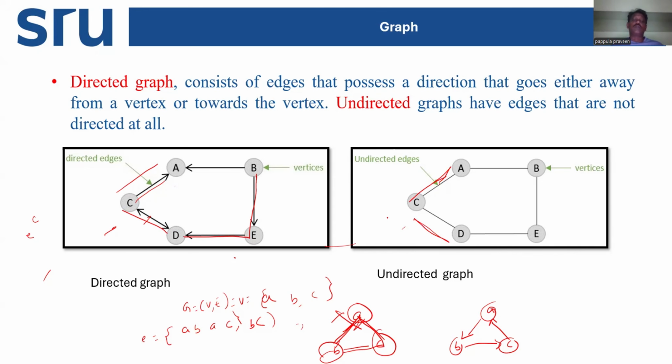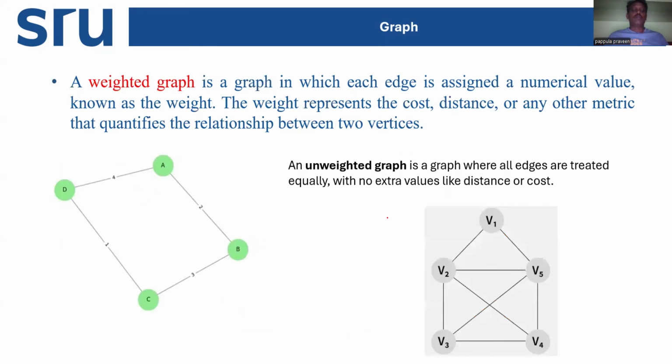This is the difference between a directed graph and an undirected graph. In a directed graph, you remember, we have directions from one vertex to another vertex. And in an undirected graph, there are no specific directions from one vertex to another vertex.